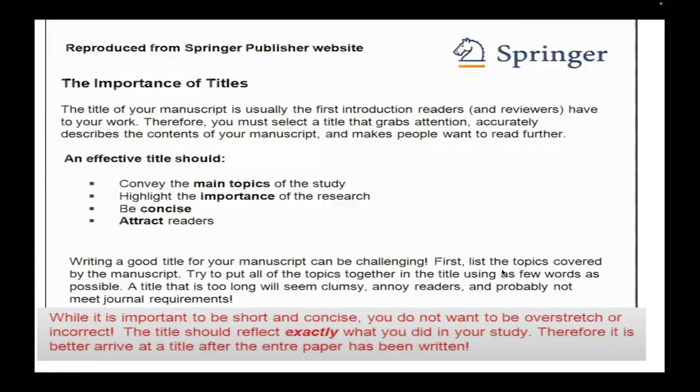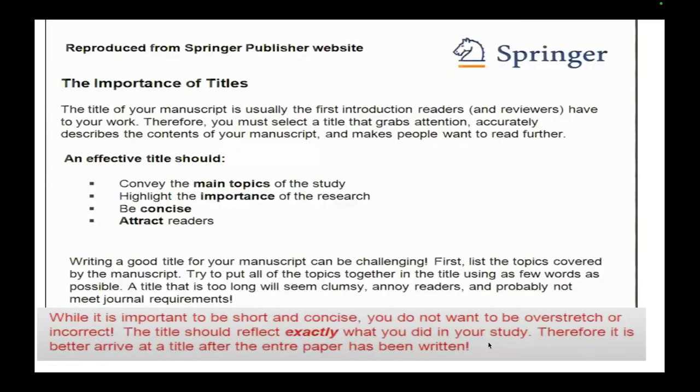Writing a good title is challenging. First, list the topics that are covered by the manuscript. What I already told you, you should know all the topics that are in the manuscript and put them together. For example, the main things in your paper: some disease, some drug, or some disease model, or some different approach, or some drug delivery system. You have to focus on that. These main things, the disease, the drug delivery system, their names should be written in the title so that it will be more specific and readers will go and read the paper.